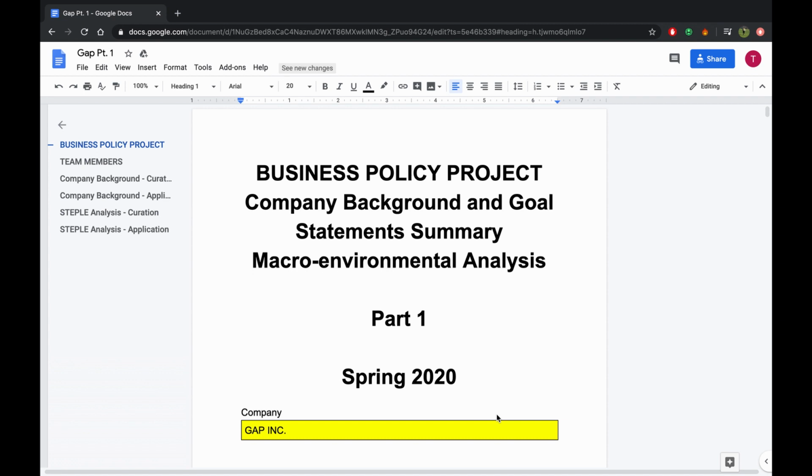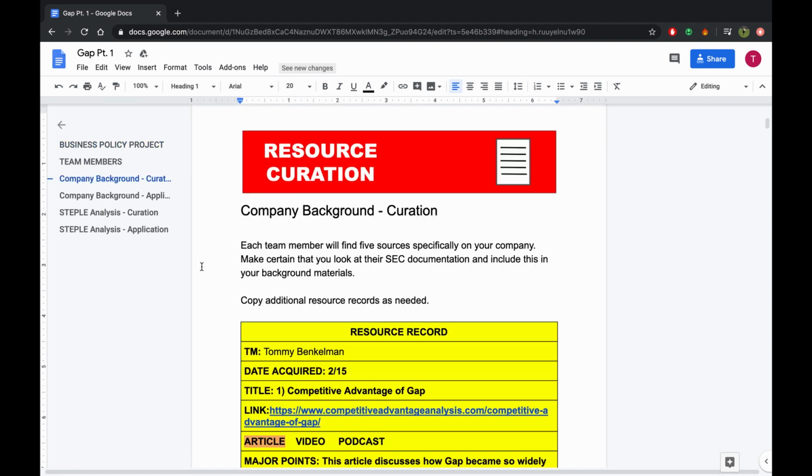The first major step in this final project was a macro-environmental analysis. Before we could perform a macro-environmental analysis, we had to go through the company's background and a goal statement summary. The first step of this process was curating articles about the company's background.